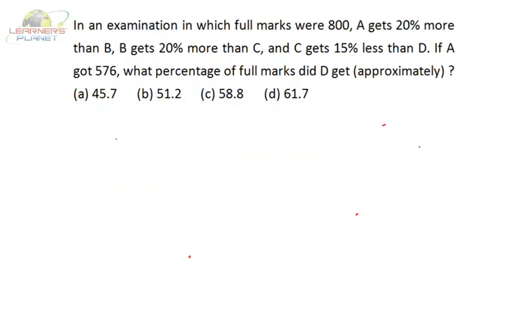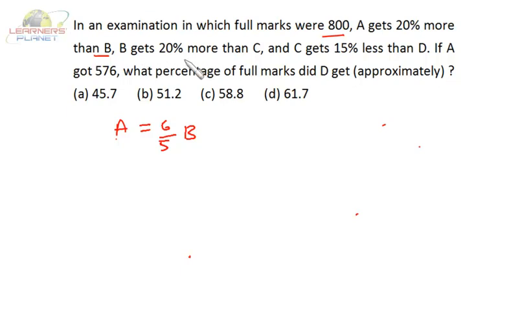Now let's see this problem. Further, this problem is based on percentage and ratio and proportion. Okay, now in an examination in which full marks were 800, A is getting 20% more than B. That means A is getting 120% of B. That means A is to B is 6 is to 5. Okay, so A is getting 6 by 5 of B.